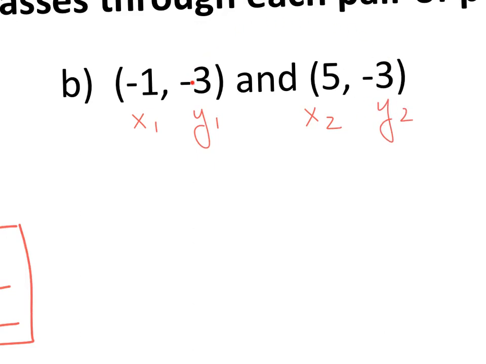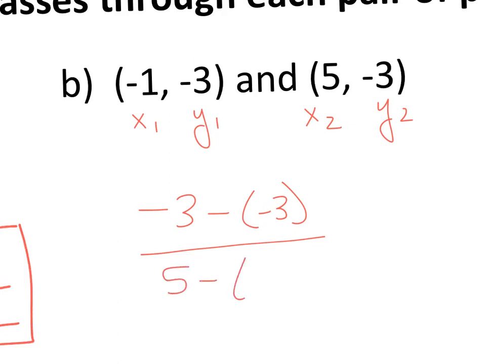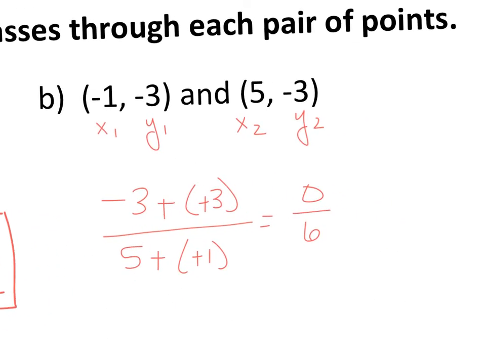So y2 minus y1, so -3 minus -3 over x2 minus x1. So I'm going to have 5 minus -1. So now, double negatives become positives. -3 plus 3 is 0. 5 plus 1 is 6. So 0 divided by 6 will be 0. So that's your slope. Okay?